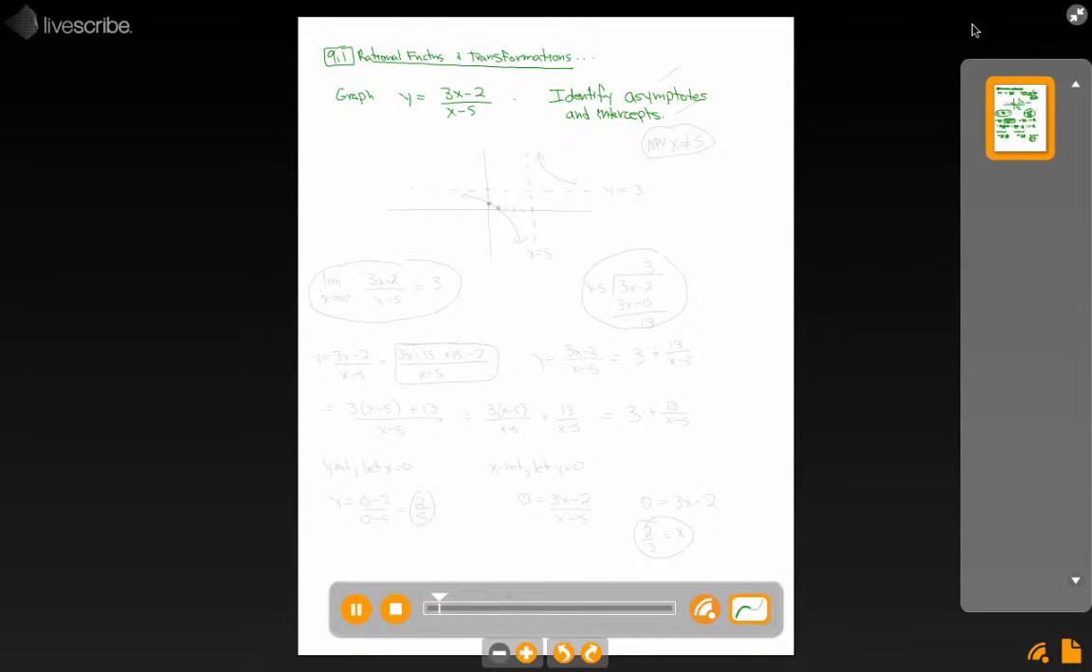Intercepts you might be able to do right away, because to find the x-intercept you let y equals 0 and solve. To find the y-intercept you let x equals 0 and solve. So we will do that. The asymptotes are a little bit trickier here.